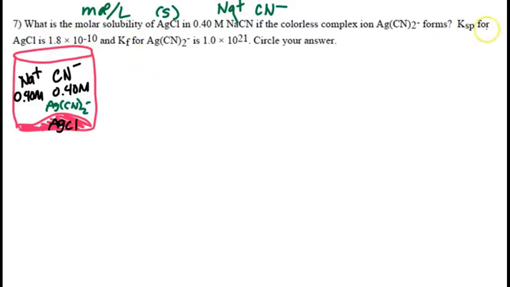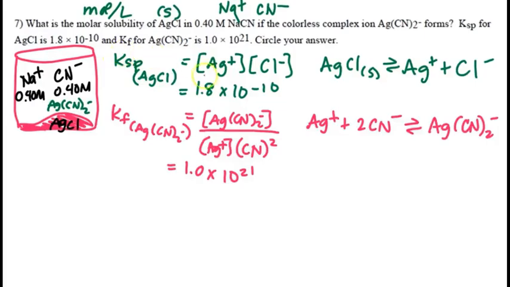First, we need to consolidate what Ksp is. Anytime I'm given Ksp, I know I need two things. I need the Ksp expression, and I need a dissolution equation, meaning showing how AgCl is going to dissolve into its individual ions. Now, if I'm also given Kf, a formation value, I know I'm going to need a Kf expression, and I'm going to need a formation equation to show how I actually can form this Ag(CN)2-. So these are the first two things that we definitely want to go ahead and get. So first, I get my Ksp expression.